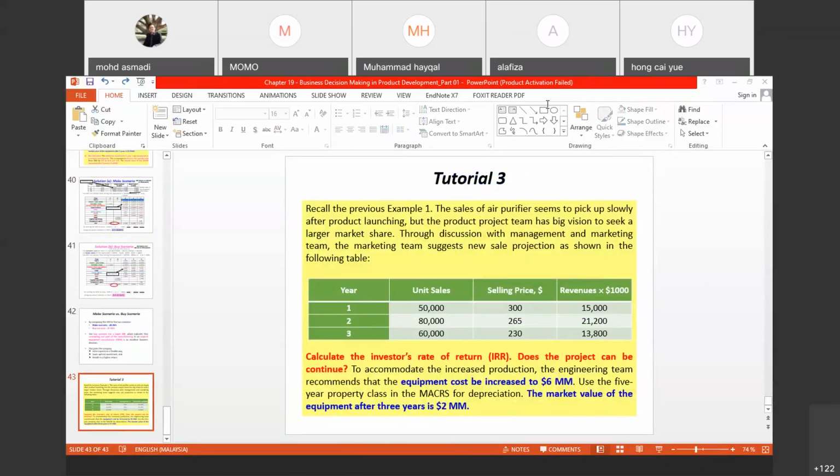Maybe if you finish, you can post in the Padlet dashboard. You can discuss with your friend. Doesn't matter.